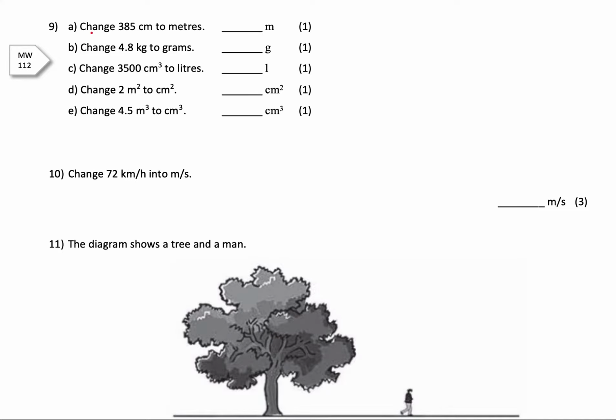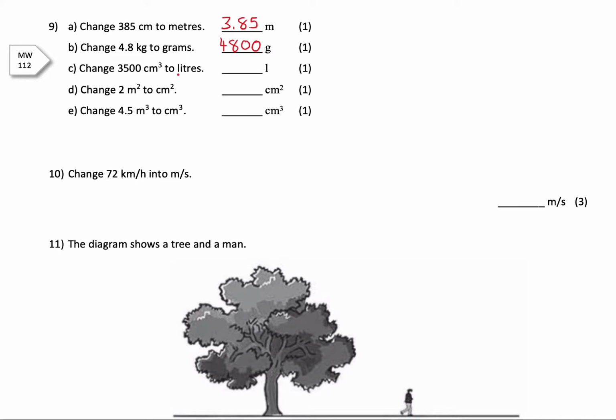Okay, so part A, change 385 centimetres to metres. So centimetres, there are 100 centimetres in a metre, so we would divide by 100 here. That gives 3.85 metres. 4.8 kilograms to grams. There are 1,000 grams in 1 kilogram, so there are 4,800 grams in 4.8 kilograms.